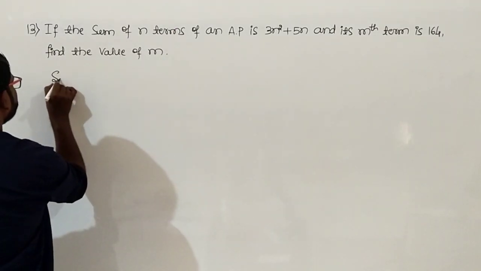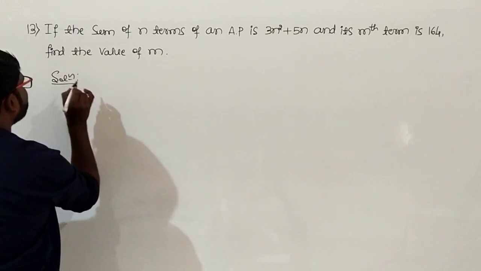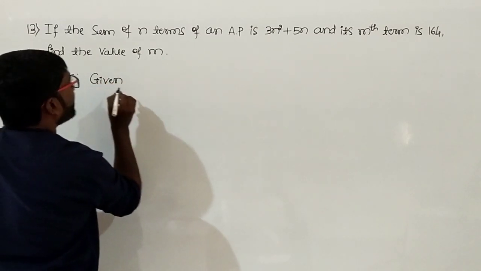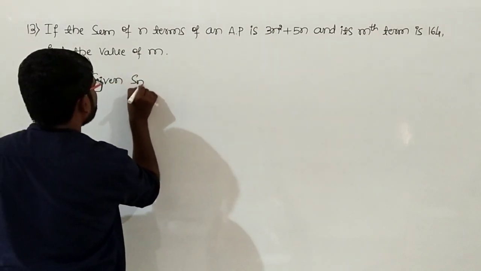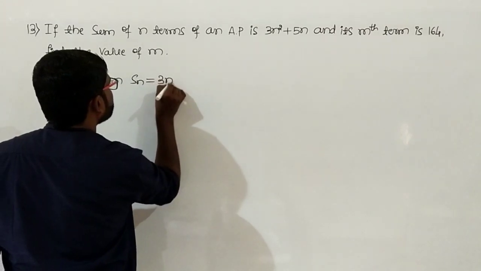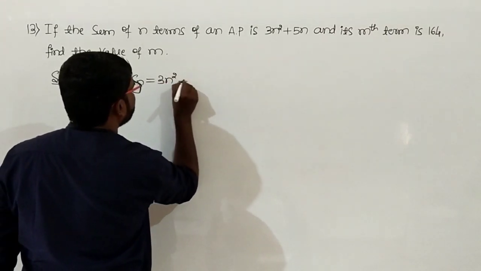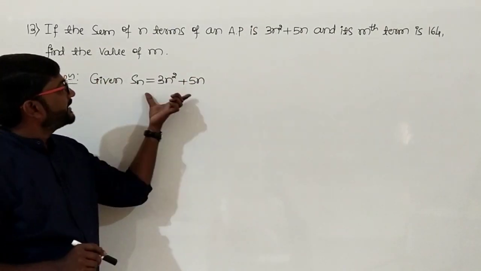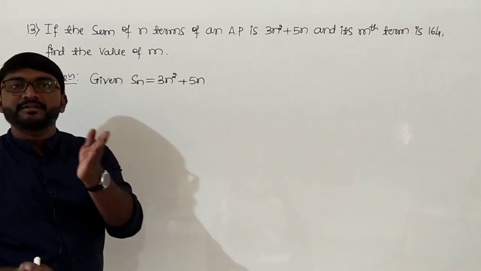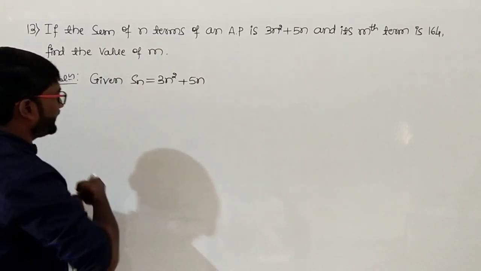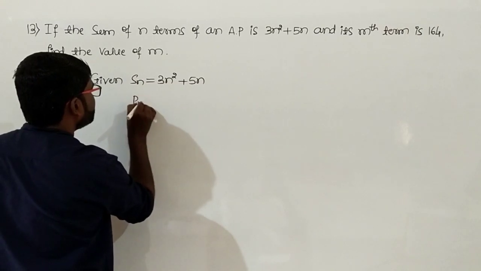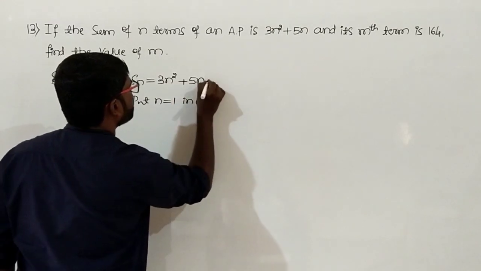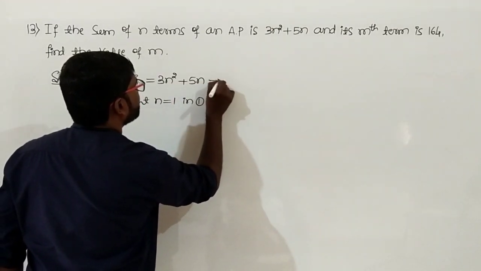So see here, we'll write the given information. It is given Sn equals 3n square plus 5n. So now with the help of Sn, let us find the first term and the second term as well as the common difference. So here put n equal to 1 in equation 1, this is equation number 1.